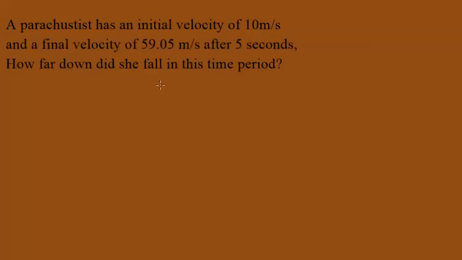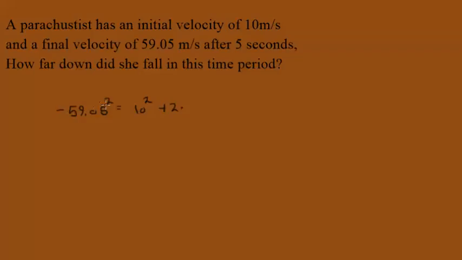This is the final problem in our set. A parachutist falls with an initial velocity of 10 meters per second and a final velocity of 59.05 meters per second after 5 seconds. How far down did she fall during this time period? So we have initial velocity and final velocity, but time isn't given in the problem statement. So if we take final velocity to be 59.05, we square that, and that equals the initial velocity squared plus 2, and we assume that this is on Earth.